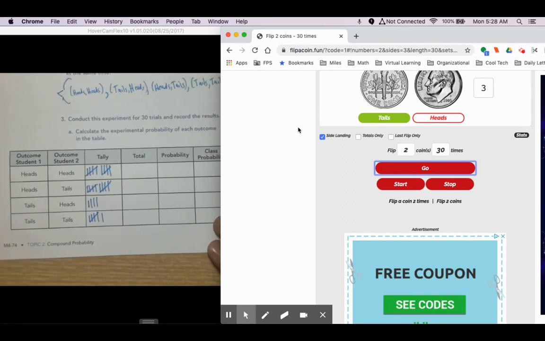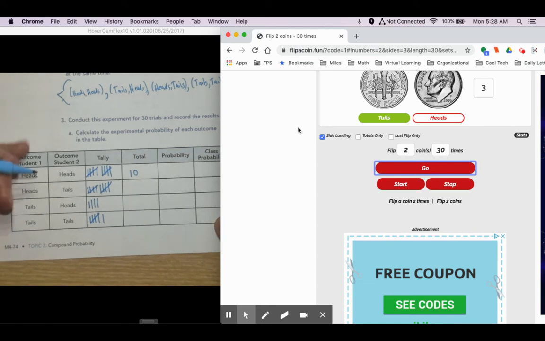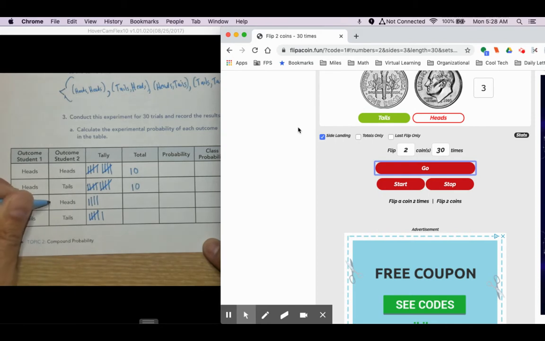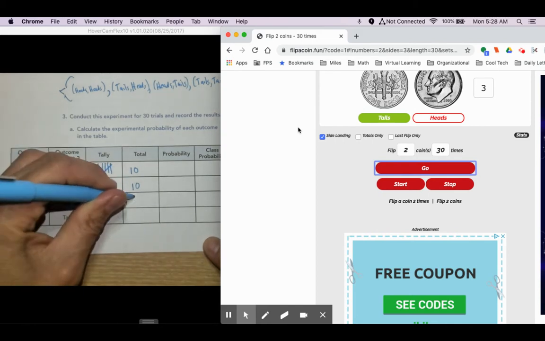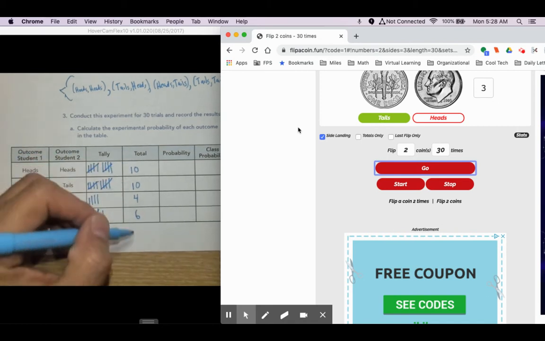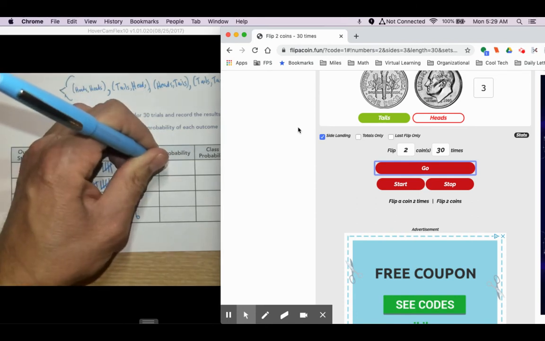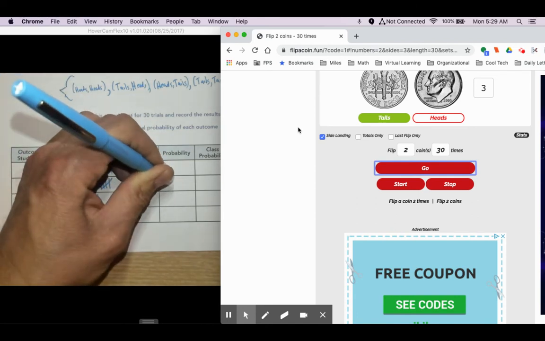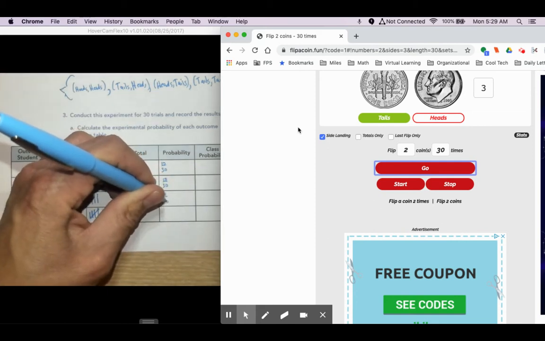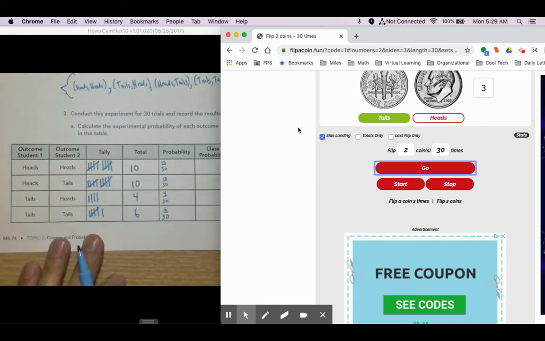And so now I look into my totals, and I had 10 that were heads and heads, and then heads and tails were 10, then tails and heads were 4, and tails and tails were 6. Okay, and then this is 30 times, so that's good. And so if I'm calculating this, this was 10 out of 30. This was 10 out of 30. This was 4 out of 30. And this was 6 out of 30. And I could write all of those as a decimal and a percent.